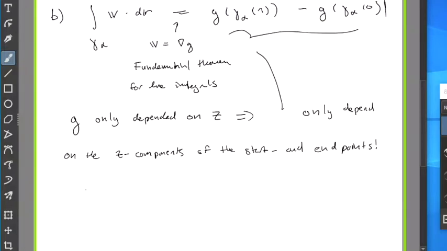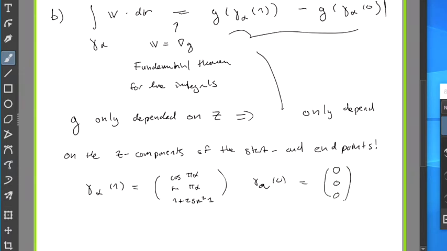So let's check what they are. If we put 1 into our formula in the parameterization, we get cosine pi alpha, sine pi alpha, 1 plus 2 sine squared 1. And for the starting point, we get 0, 0, 0. So even though the start point is independent of alpha, the end point is not independent of alpha. However, the z coordinate is.